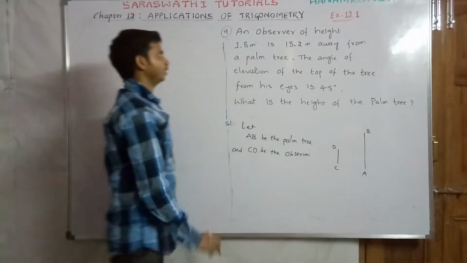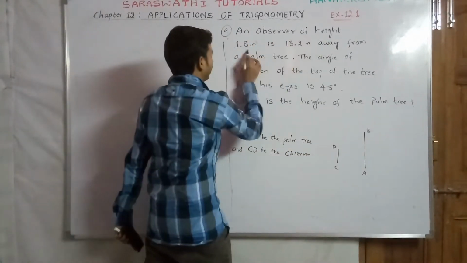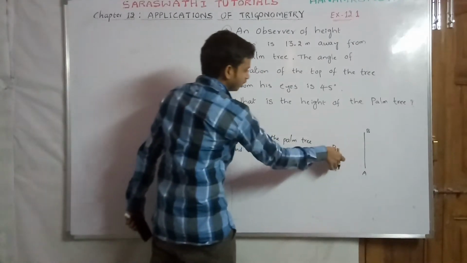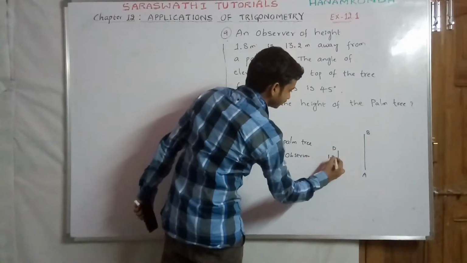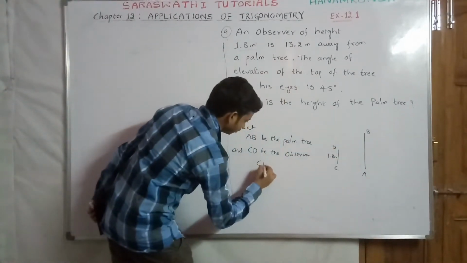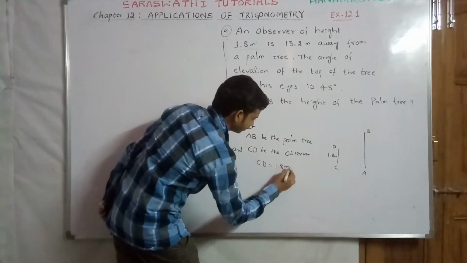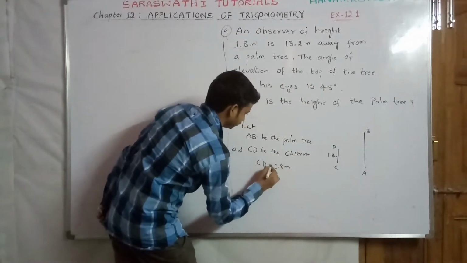Okay. So it is given in the question that an observer of height 1.8 meters. So the height of the observer is 1.8 meters. That means CD value is 1.8 meters.